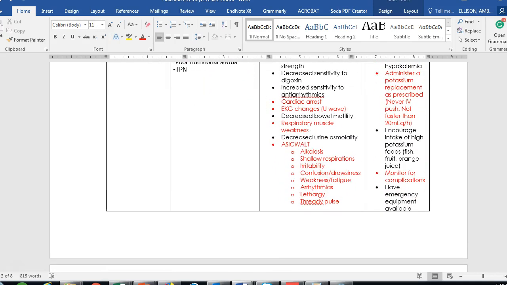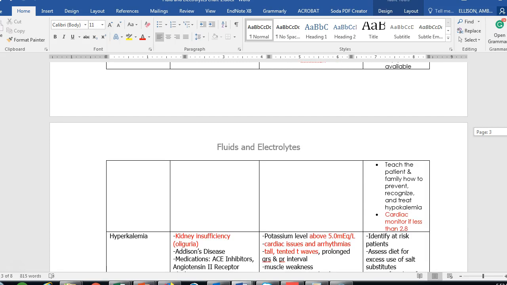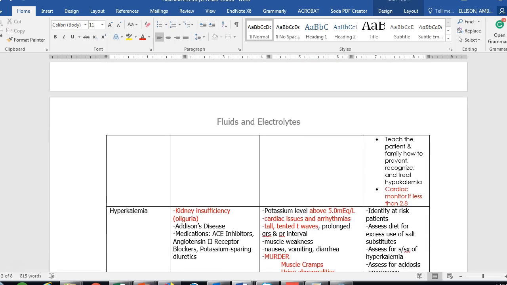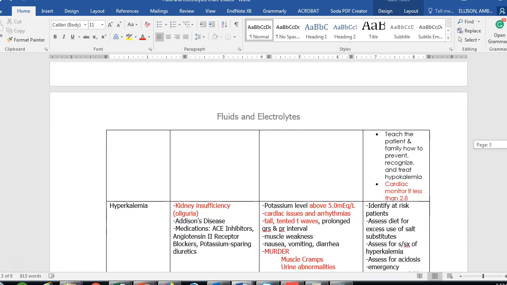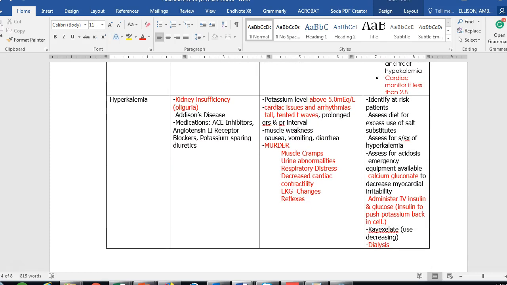You want to monitor for complications of therapy and of hypokalemia, and you're going to encourage intake of high potassium foods such as fish, orange juice, fruit. Place them on a cardiac monitor if their potassium is low, like 2.8 or lower. And again, educate.